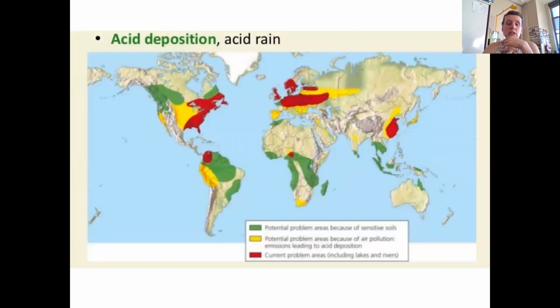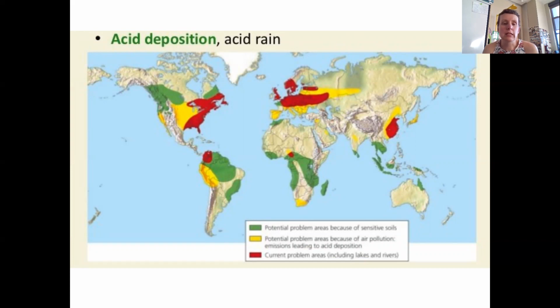All right, now let's look at this. Potential problem areas because of sensitive soils are in green. Areas where air pollution can lead to acid deposition are yellow. And then current problem areas, including lakes and rivers, are in red. So that's one interesting thing to look at.